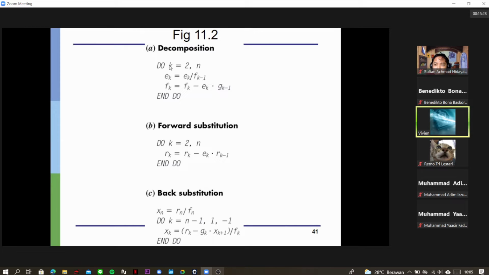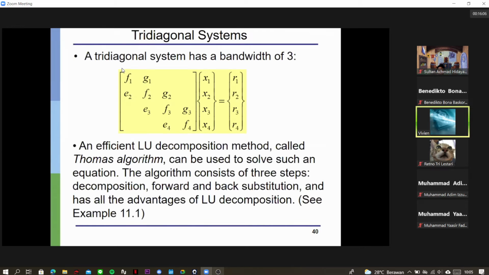Once we have the loop here, and we finish filling in the values for the lower and upper matrices, we can perform forward substitution with the lower matrix, and then backward substitution with the upper matrix. So this is very similar to LU decomposition, and it can be applied only to a 3-diagonal system, which means it has only 3 bandwidth.